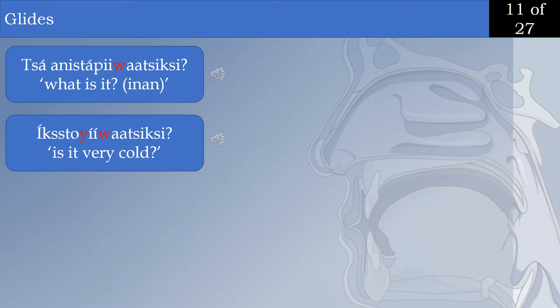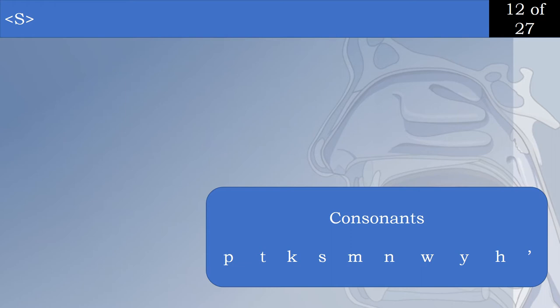We'll also come back to the glides Y and W a little bit later, because they do some interesting things depending on what part of the word they're found in. Next, we're going to look at S.